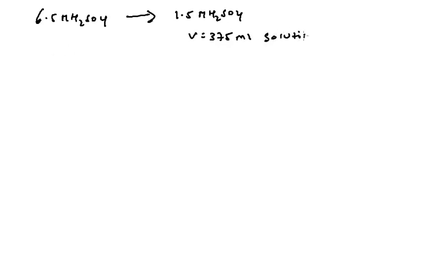So again, we have 6.5 molarity of sulfuric acid. We would like to bring it down to 1.5 molarity of sulfuric acid, and the volume would be 375 milliliter. In order to do that, we're going to use the formula MCVC equals MDVD. We are looking for the volume of the concentrated solution. We don't have that, so I'm going to put X here.